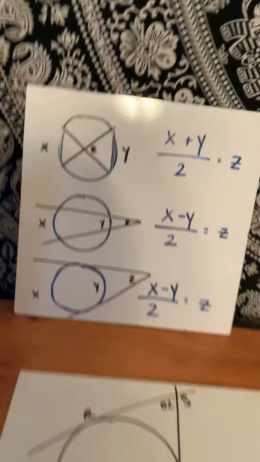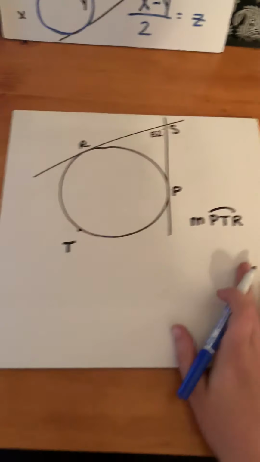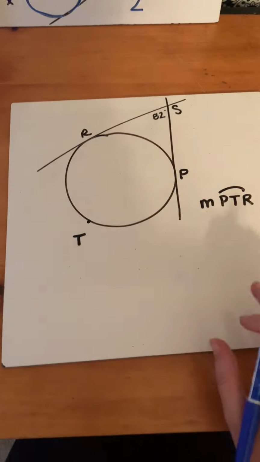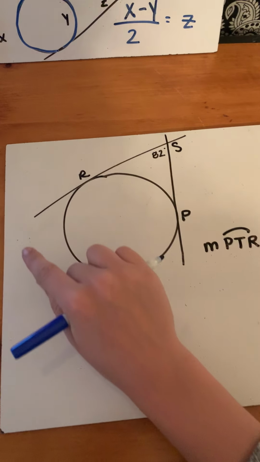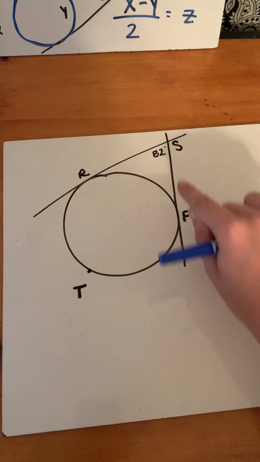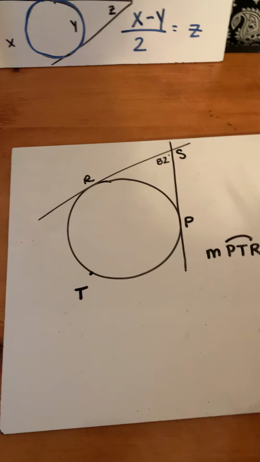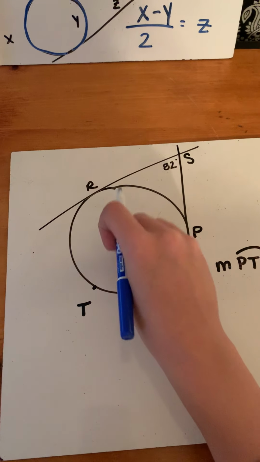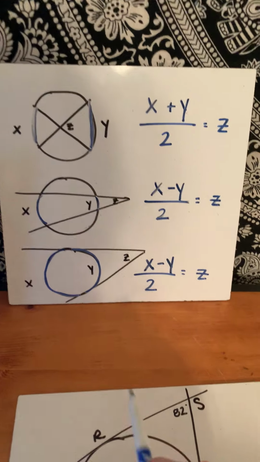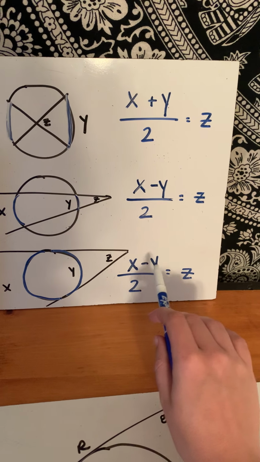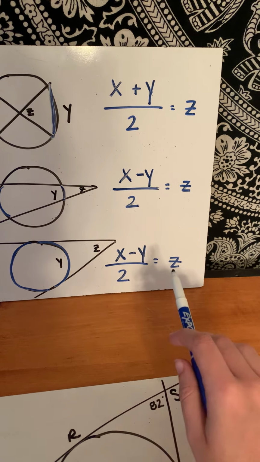All right, so I have my rules up here, and we're looking at our first problem. First, we're gonna figure out which of our three rules we're gonna use here, so we look at the type of lines we have. We have this line right here and this line right here. To me, those look like tangent lines because they don't go on the inside of that circle. So we're gonna use the tangent rule down here: X minus Y divided by two equals Z.